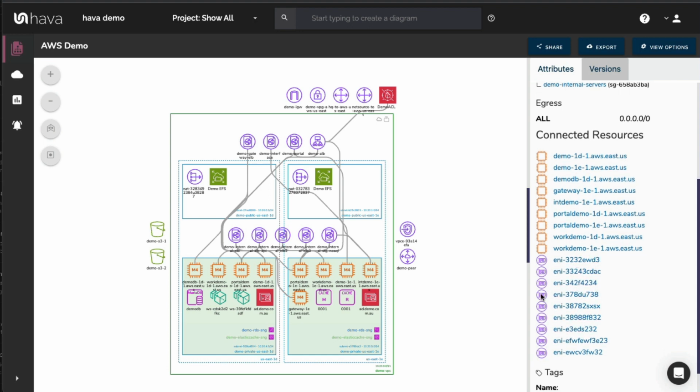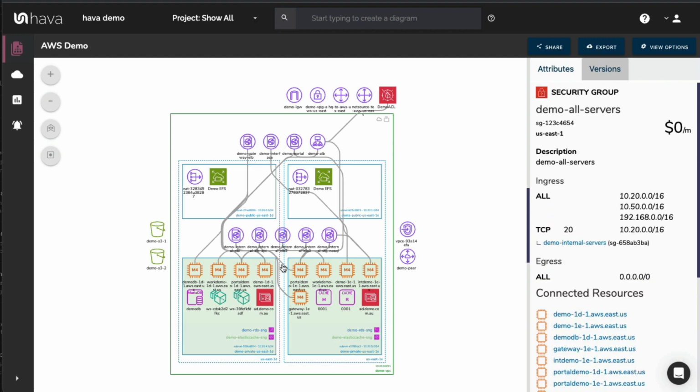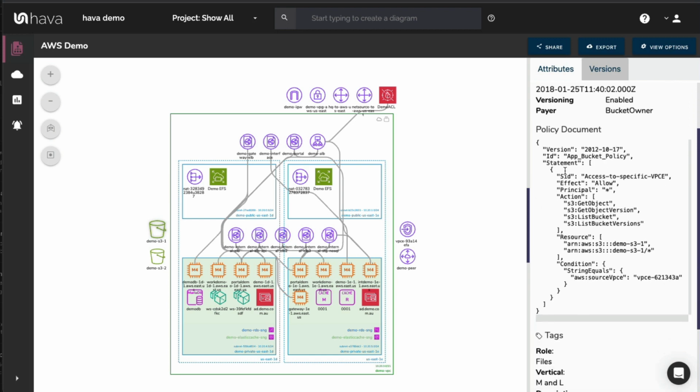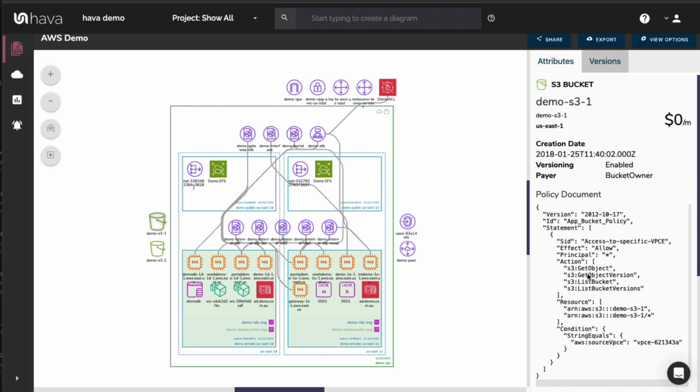Sometimes you can have maybe hundreds of these, so trying to work your way through all of that on a diagram would be fairly confusing. So we do visualize some things and not others. Select an S3 bucket, for instance. Now we can see the policy document of that bucket and more information about it.